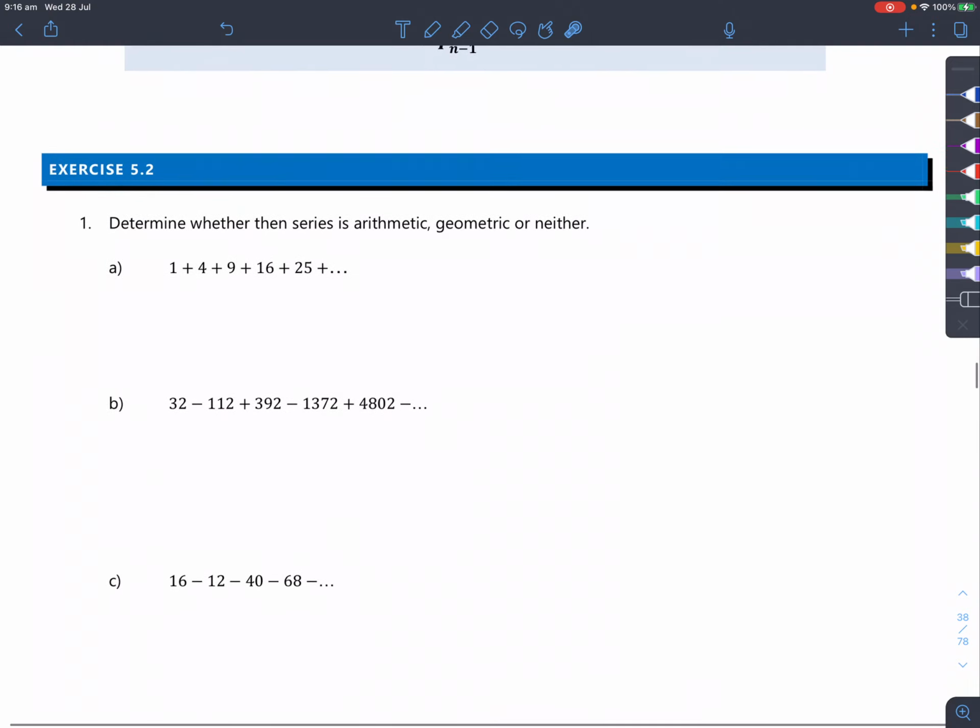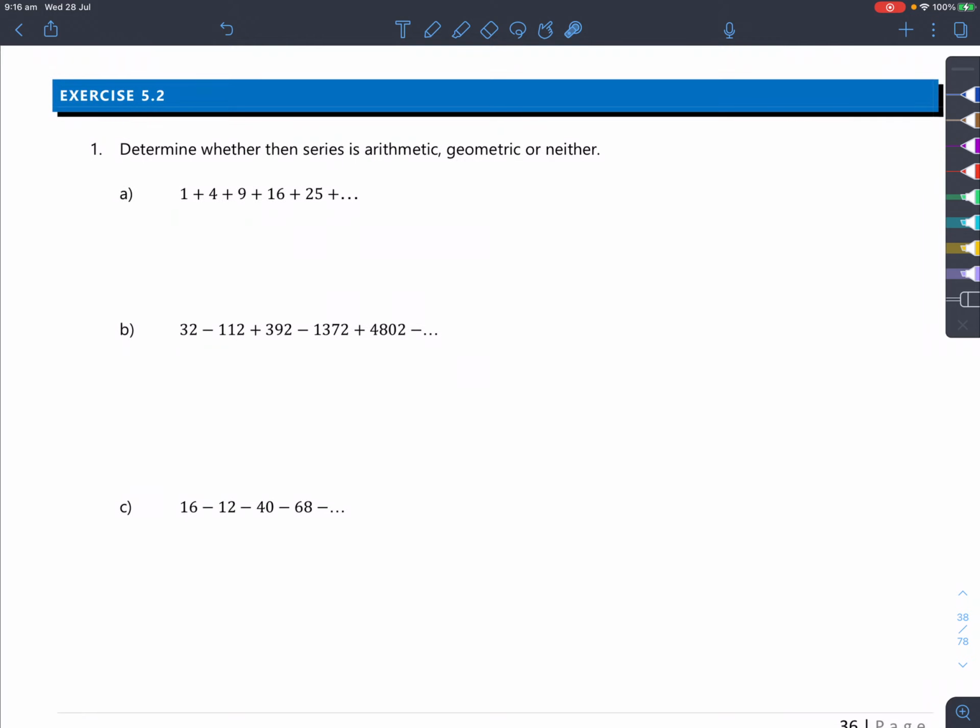With exercise 5.2, you've got to determine whether the series is arithmetic, geometric, or neither. So let's have a look. Is this number going up by the same number? No. So it's not an arithmetic series.